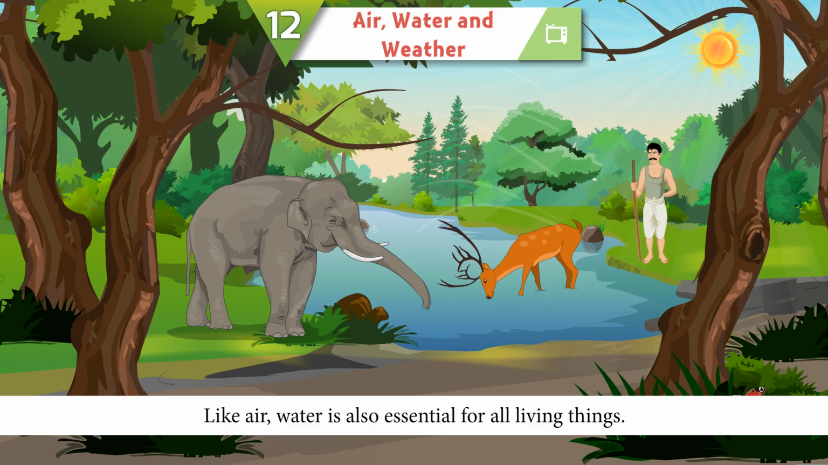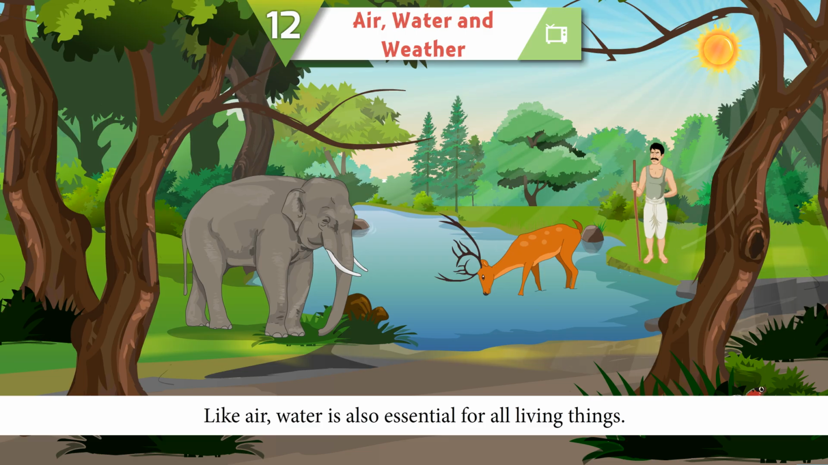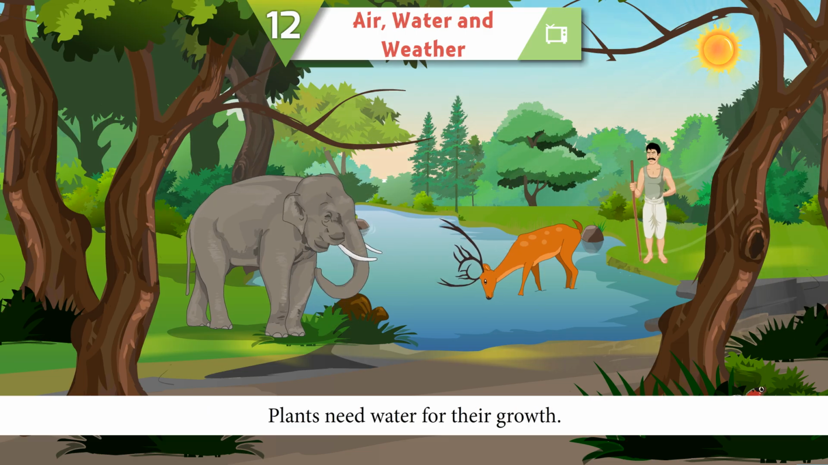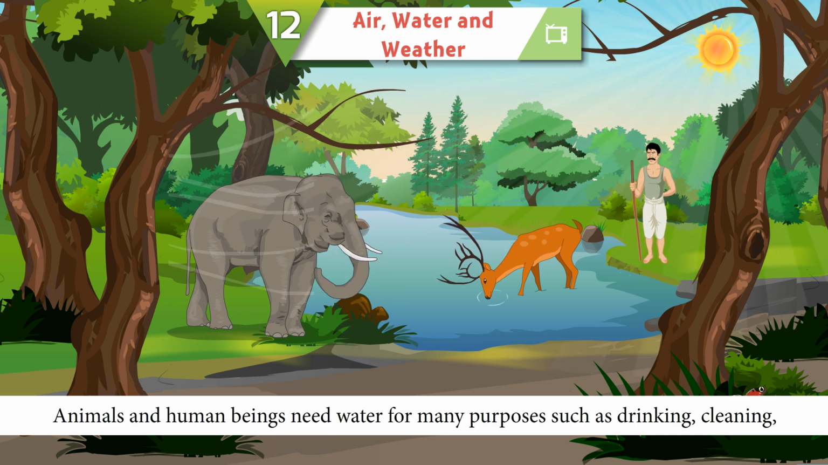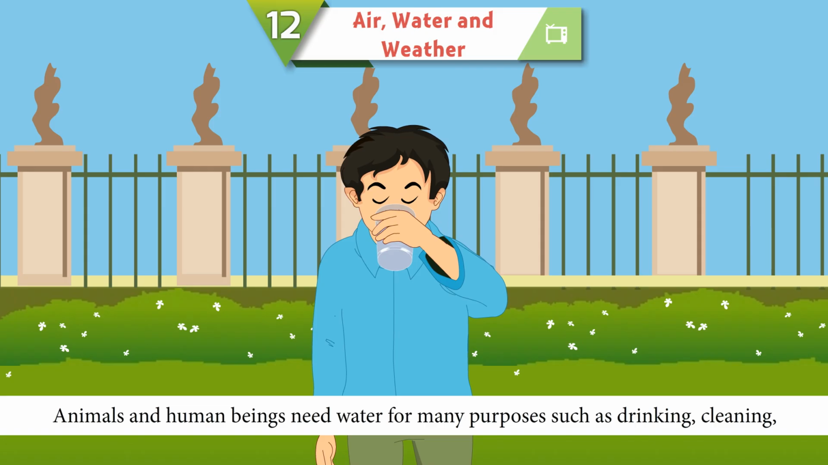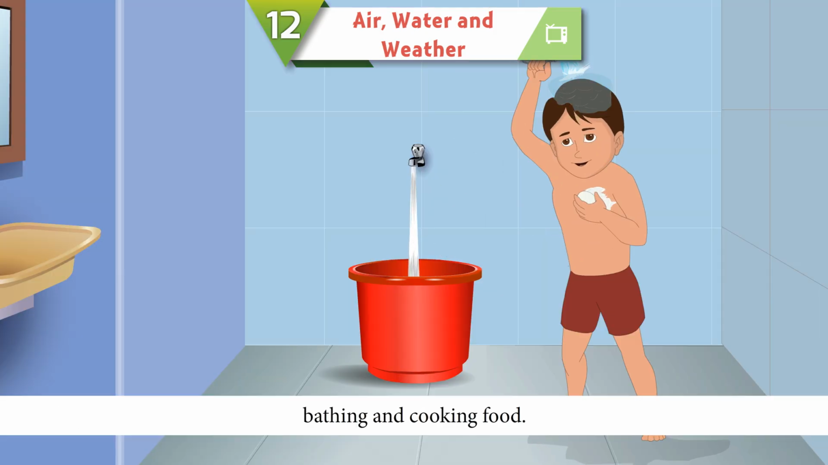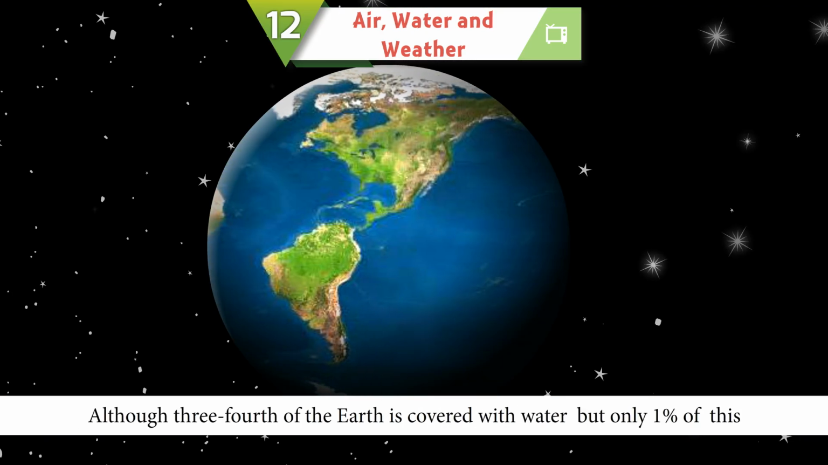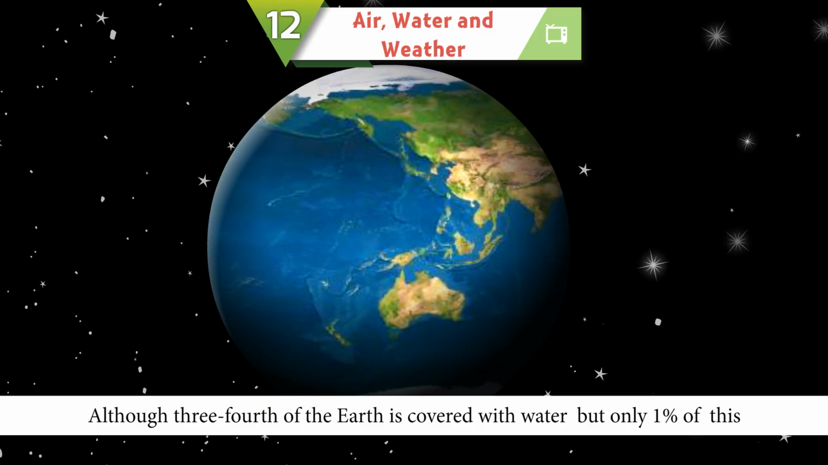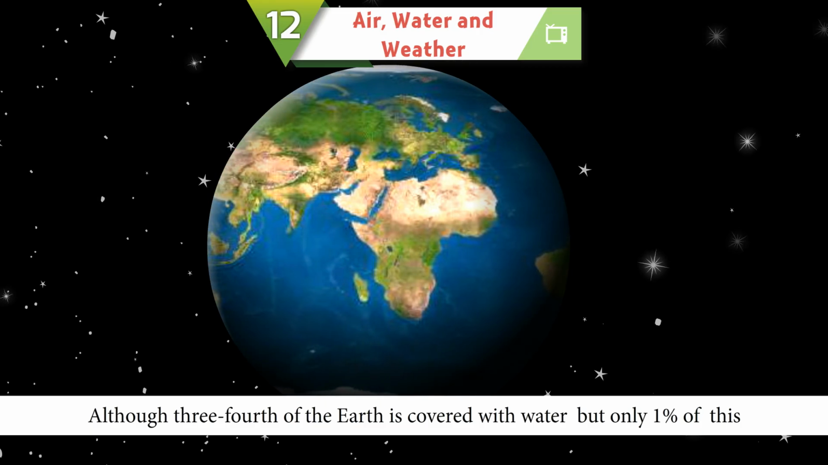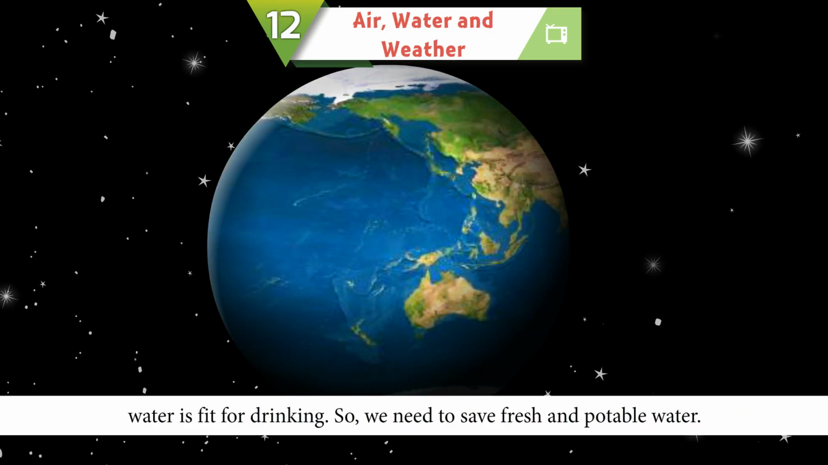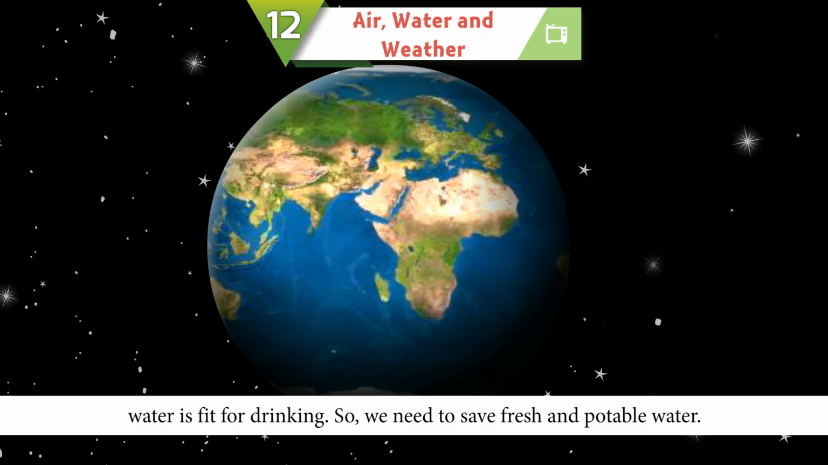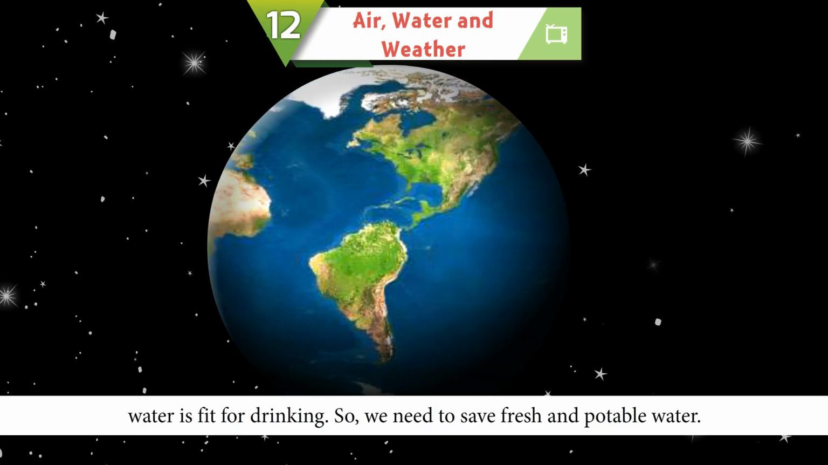Water. Like air, water is also essential for all living things. Plants need water for their growth. Animals and human beings need water for many purposes such as drinking, cleaning, bathing, and cooking food. Although three-fourths of the earth is covered with water, only 1% of this water is fit for drinking. So, we need to save fresh and potable water.